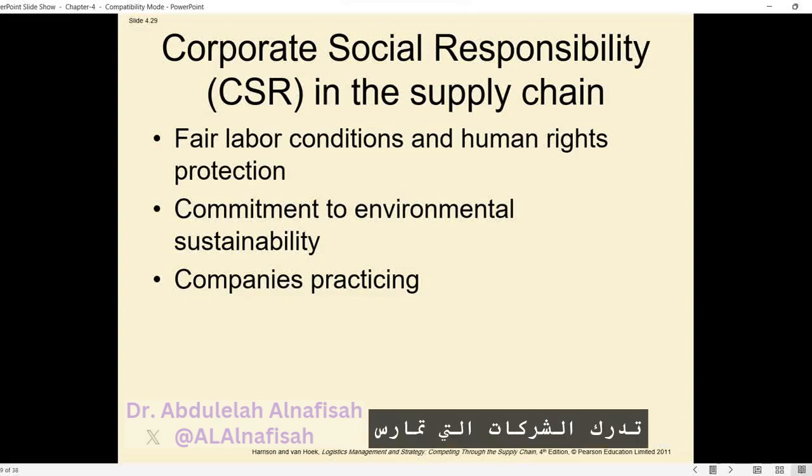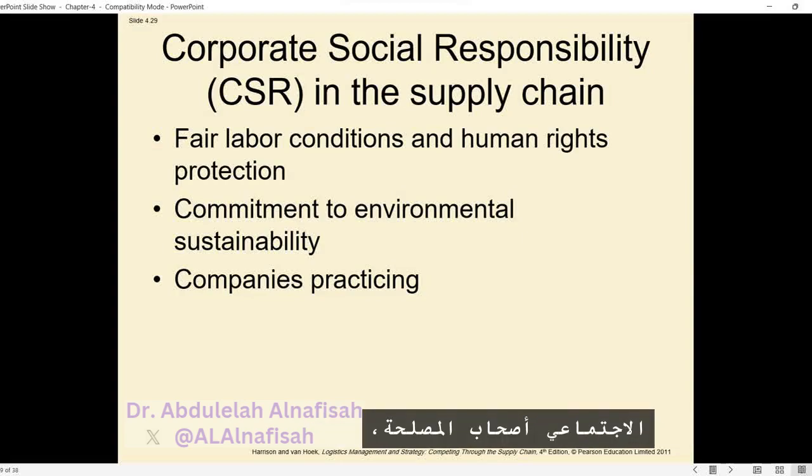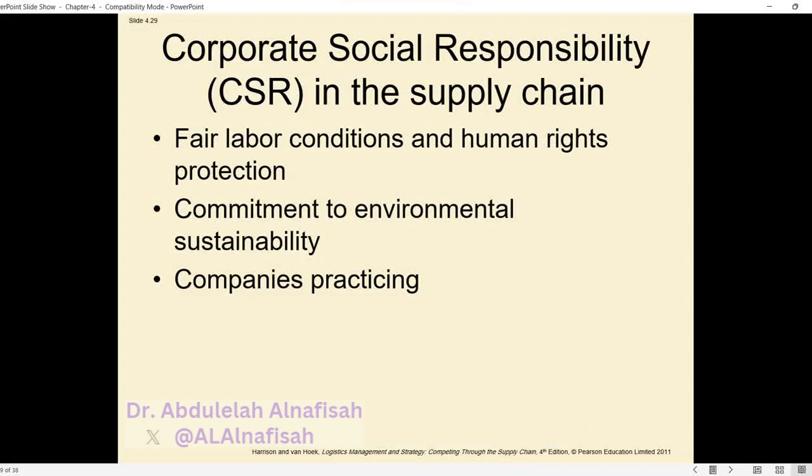Companies practicing CSR in the supply chain recognize the importance of continuous improvement, collaboration with stakeholders, risk management, and compliance with relevant regulations. By adopting these principles, businesses not only contribute to societal well-being, but also build trust, attract socially conscious stakeholders, and establish a sustainable and responsible business model.